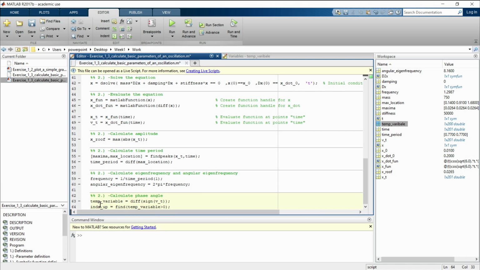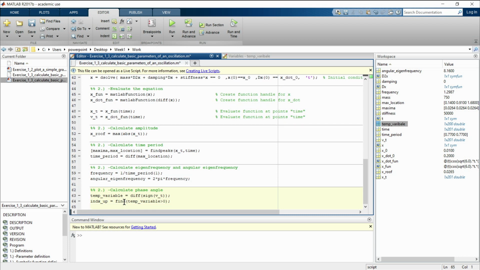So now we defined a variable index up, which gives us the zero crossing points from negative to positive, because all the values in the temp variable which are greater than 0 give us the points where the velocity goes from the negative to the positive. And the other way around, you get the points where the velocity goes from positive to negative. And these indexes I'm going to store in the variable index down.